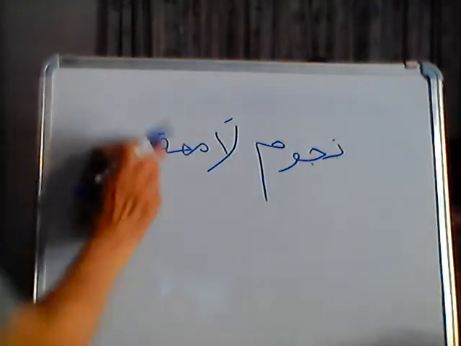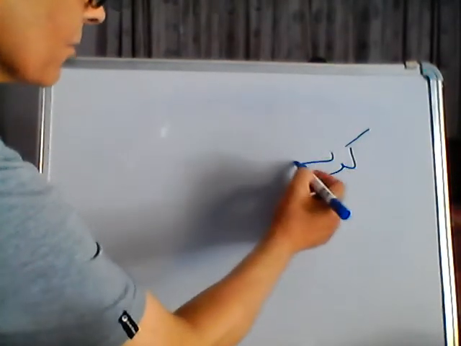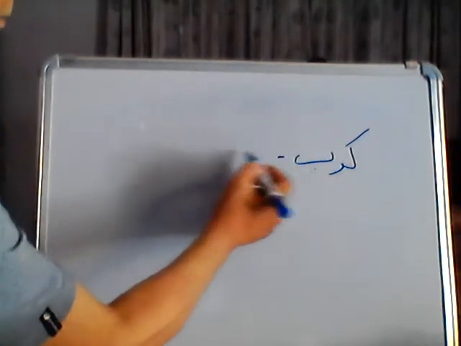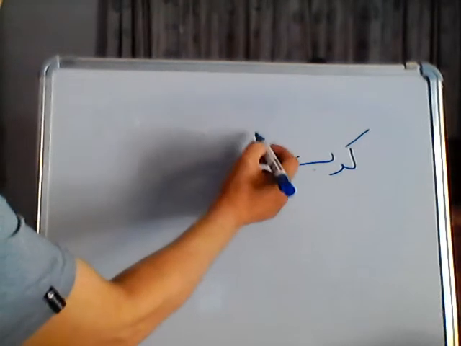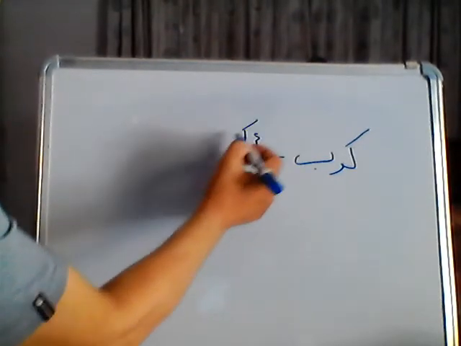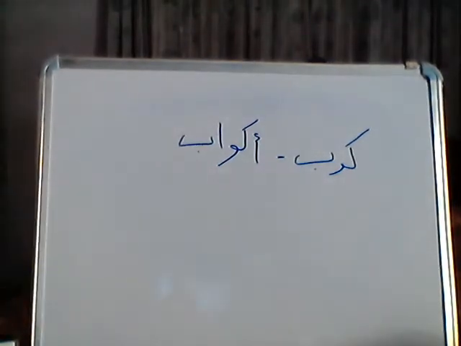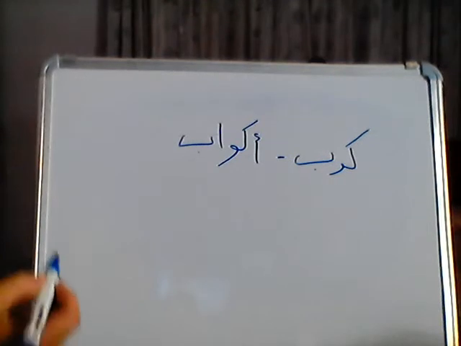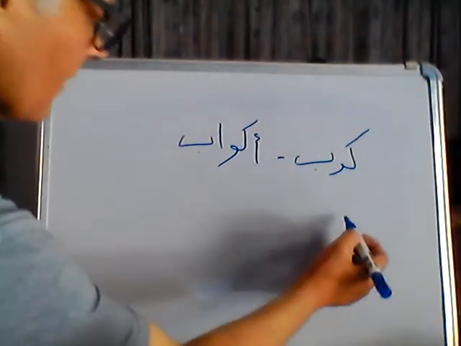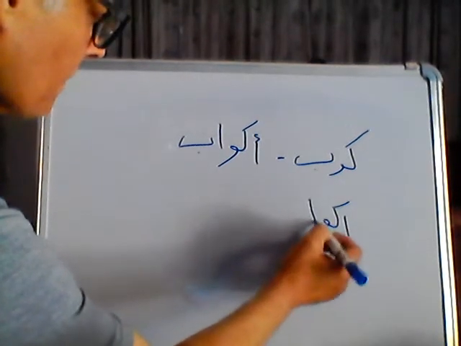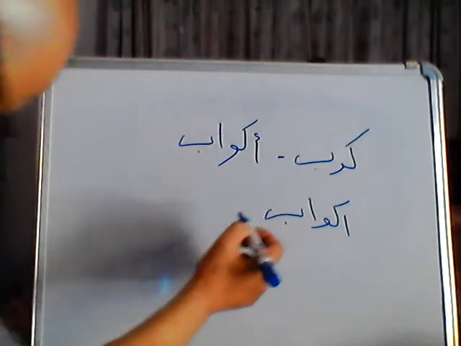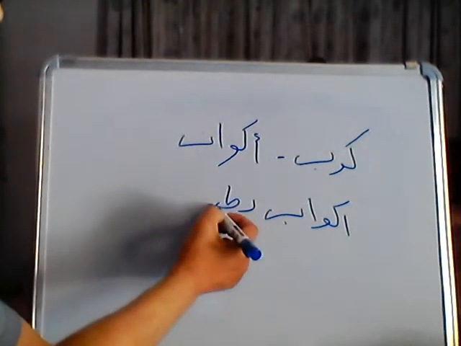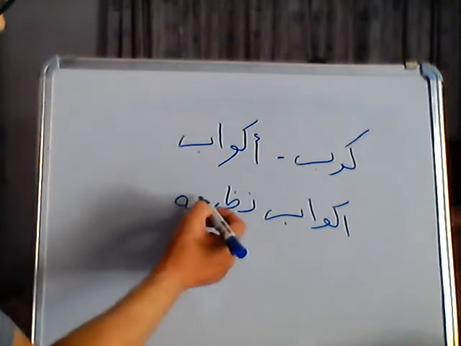Similarly, kub means cup, and its broken plural is akwab. And if we have to say clean cups, kub means cup and akwab means cups, so if we have to say clean cups, we say akwabun nazifatun.